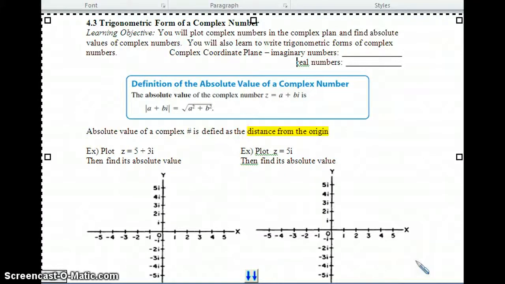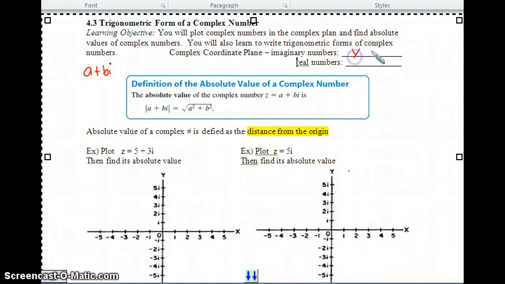This section 4.3 is about the trigonometric form of a complex number. When we're talking about complex numbers, we're talking about part real and part imaginary. We typically define these in standard form as a plus bi. We'll talk about graphing complex numbers on a coordinate plane, and when we do that, we want to make sure we graph them correctly.